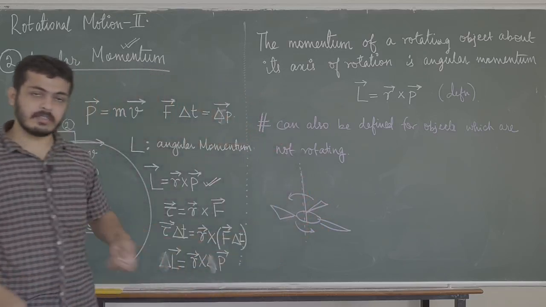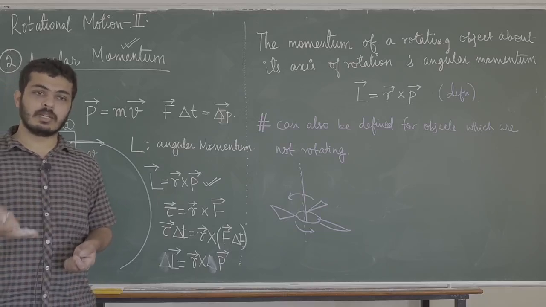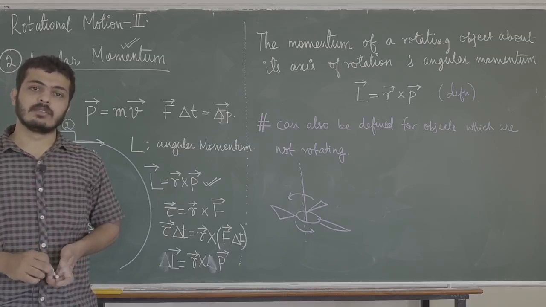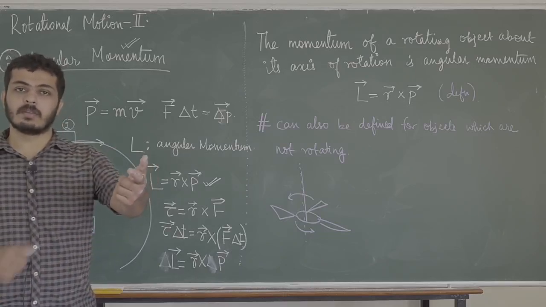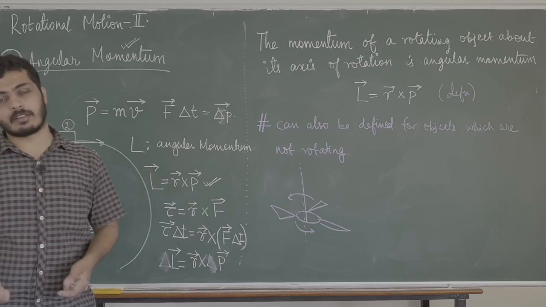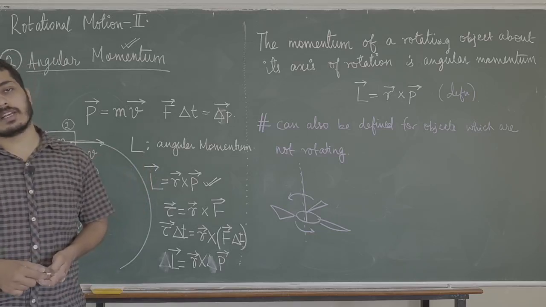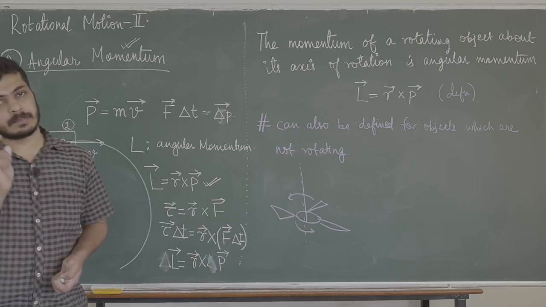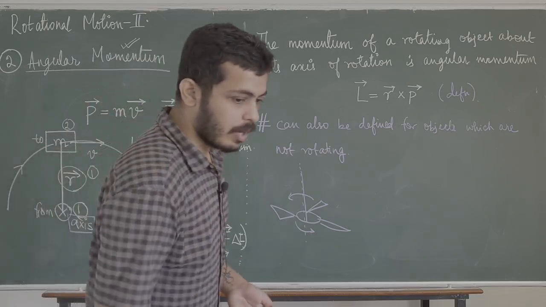But even if something is not rotating, we can still define angular momentum. I'll show you, then you'll understand. But right now, just imagine that whenever something is moving, it has linear momentum. If something is rotating, then it has angular momentum. That's the logic I want you to understand. How do you define it? You define it as r cross p. Now let's take r cross p and show that it is equal to I omega.